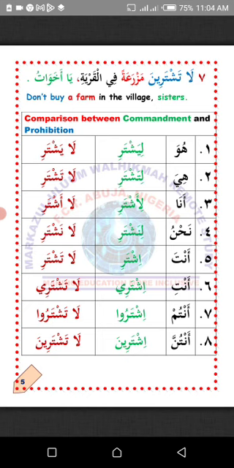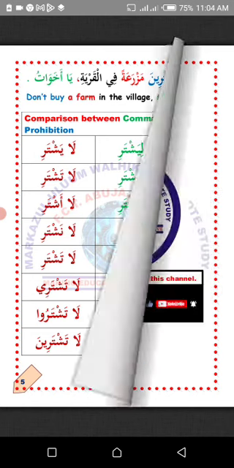Number seven: antum, all of you, referring to a group of male persons. Ishtaru, you should all buy. La tashtaru, don't buy. Number eight: antunna, all of you, referring to a group of female persons. Ishtarna, you should all buy, talking to a group of female persons. La tashtarna, don't buy. لعلك فهمت? I hope you understand. Masha Allah.